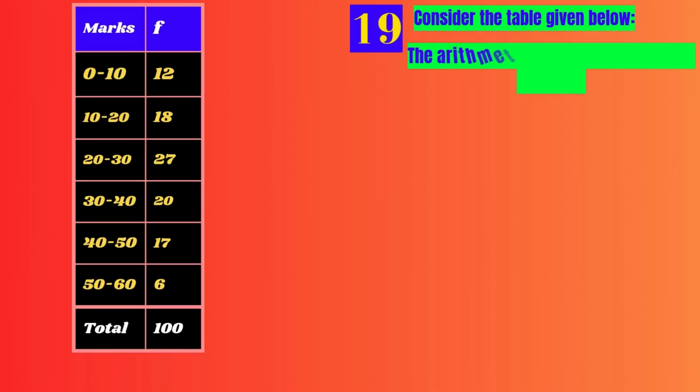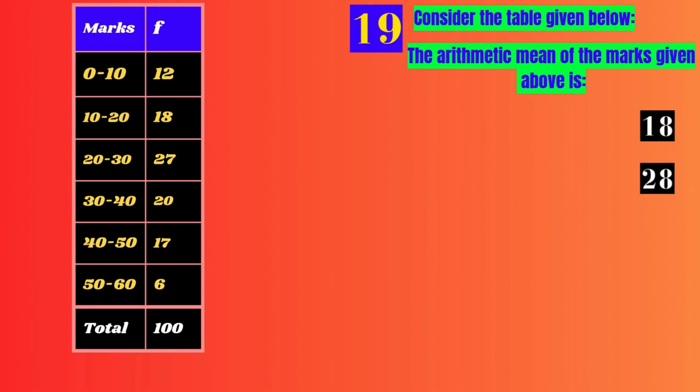Consider the table given below. The arithmetic mean of the marks given above is. The options are 18, 28, 27, 6. To find the arithmetic mean, we need to calculate the total sum of marks and divide it by the total number of students. First, let's find the midpoint of each interval.